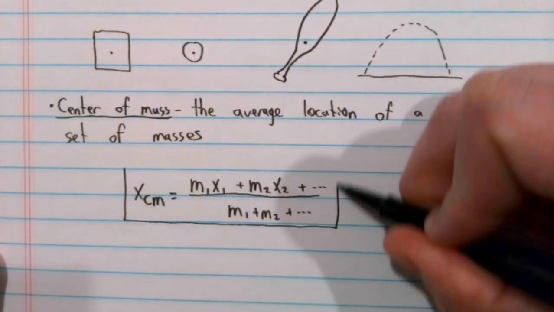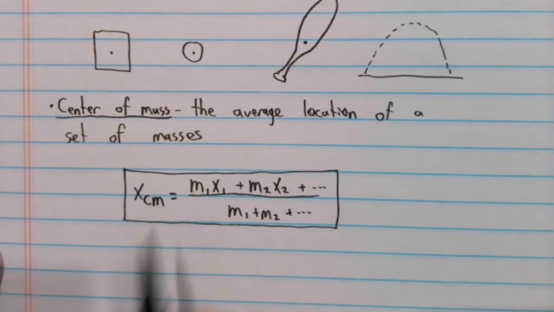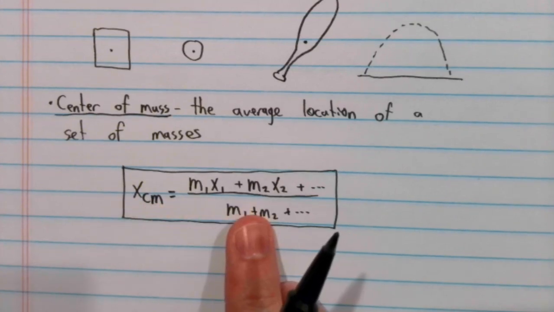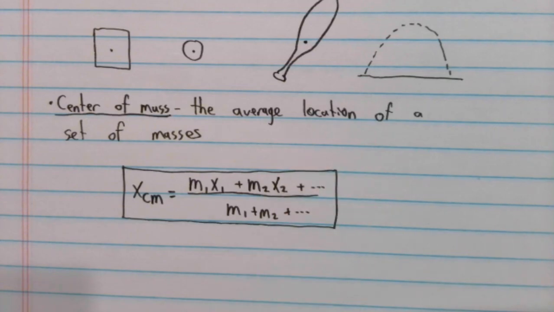So there's our equation. Here's what we've written. X_CM, position of the center of mass, equals m1x1 plus m2x2 plus however many you have, divided by m1 plus m2 plus all the other masses that might be in the system. Most of the time, we're generally going to use two objects, so we can cut out the dots when that's the case.